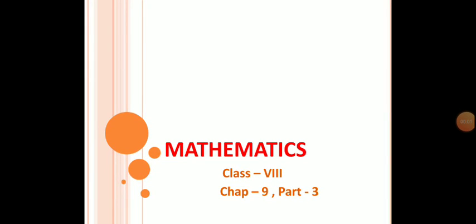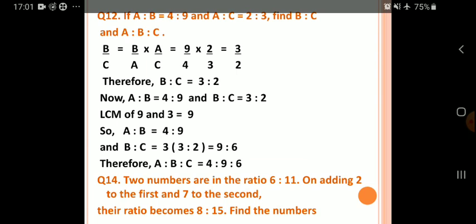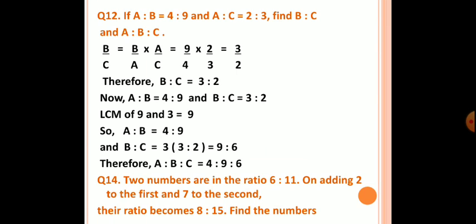This is the third part of chapter 9, that is ratio and proportion, and in this part we are going to start from question number 12 of exercise 9A. So question number 12: if A is to B is equal to 4 is to 9 and A is to C is equal to 2 is to 3, find B is to C and A is to B is to C.